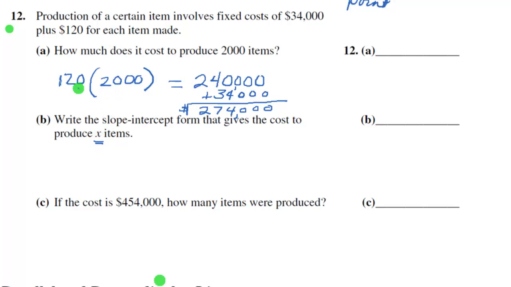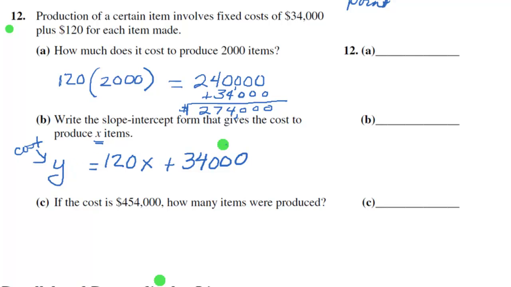Now in part B, they want us to write the slope-intercept form that gives the cost to produce x items. And so instead of 2,000 items, we have x items. But we're going to do the same thing. We're going to multiply the x by the 120, just like we did in part A. And we have to add on the fixed cost of $34,000. And that is going to be equal to y. We're going to let y be the cost to produce the items. So that gives us a slope-intercept form of the equation.